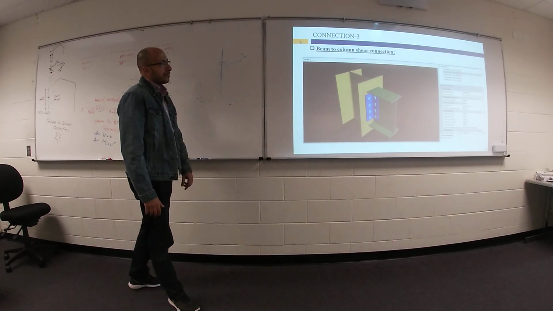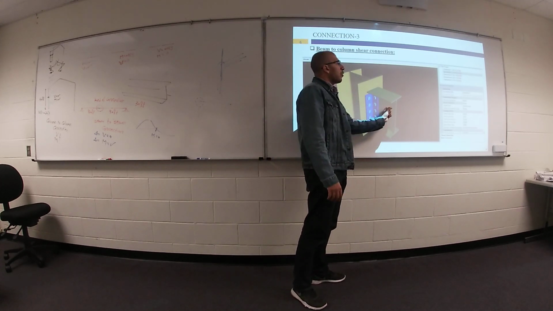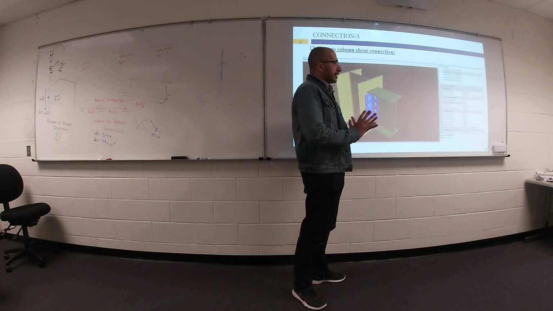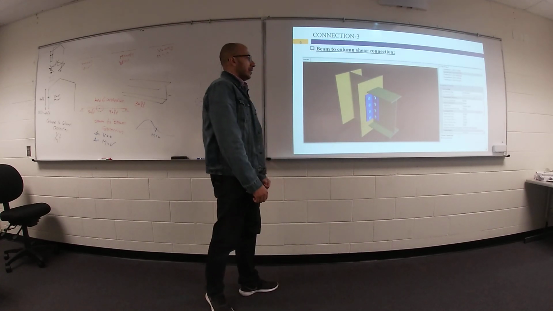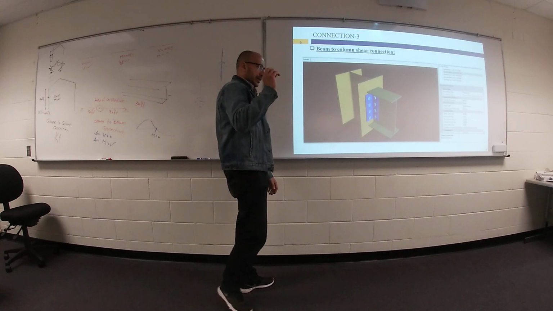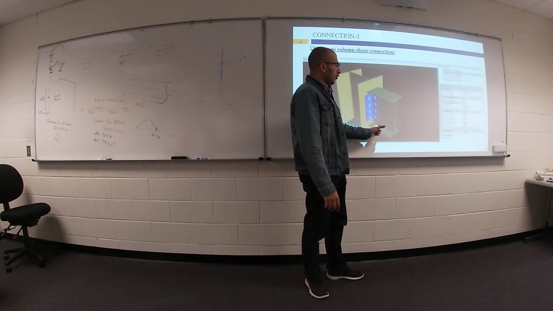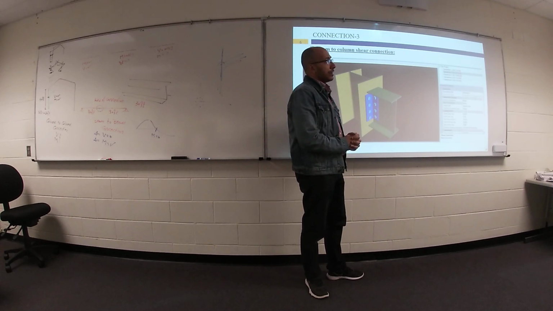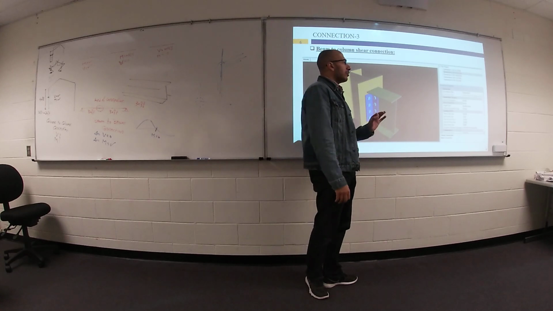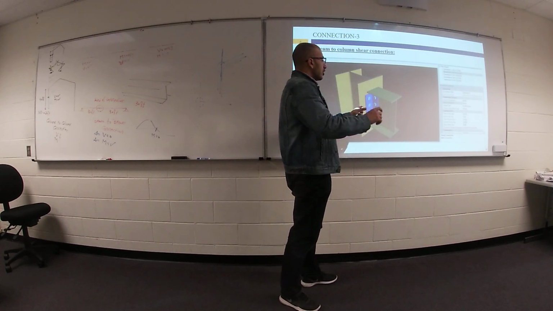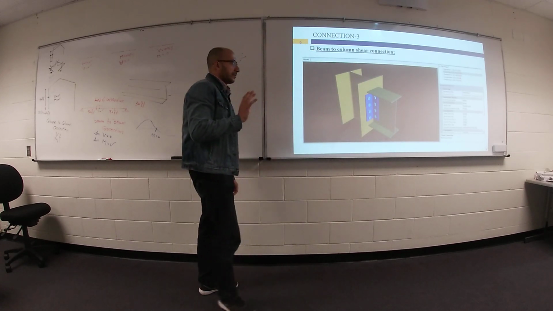But in this one, I only connected between the column and the web of your beam. That means this connection is only for shear. Remember, if you are trying to connect the flanges of your beam, you are talking about moment. If you are trying to connect your web only, you are talking about shear. But most of the time, it is shear only, or moment and shear at the same time.